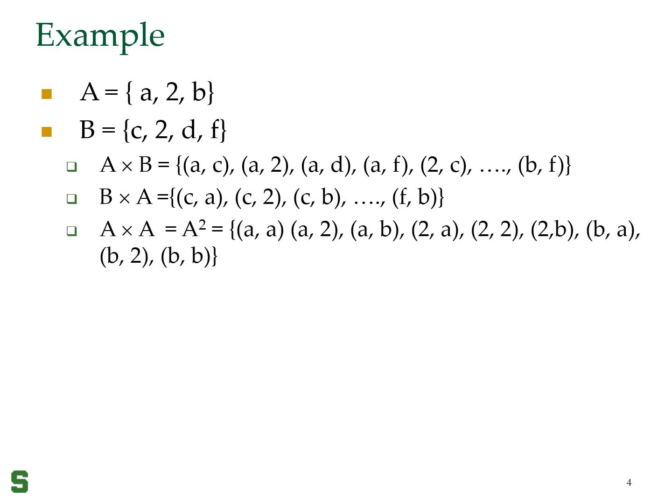A special kind of Cartesian product is A cross A, where both the sets are the same. We write this as A square because it looks kind of like multiplication of A with itself. A has 3 elements, so A square will have 9 elements. Now we can take this further. We can write it as A cube, A to the power 4, and so on and so forth.